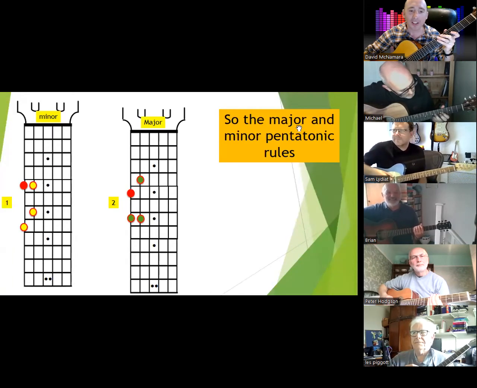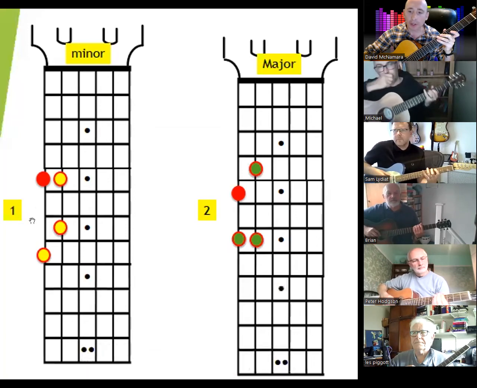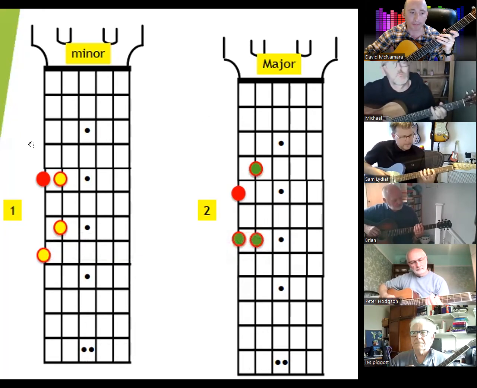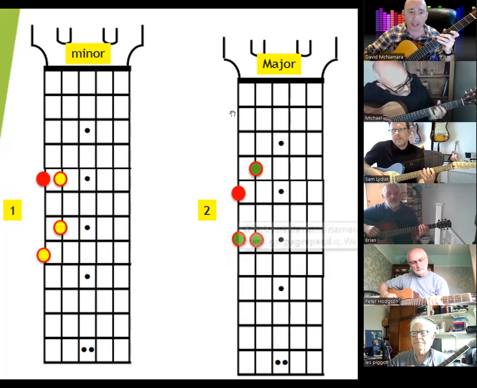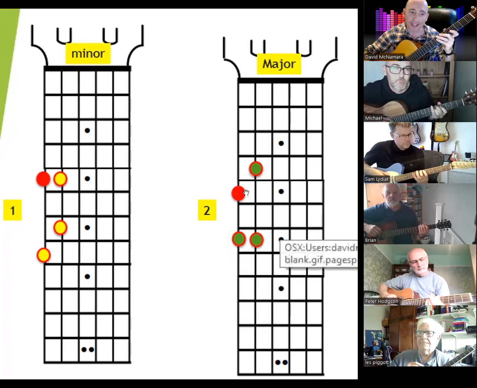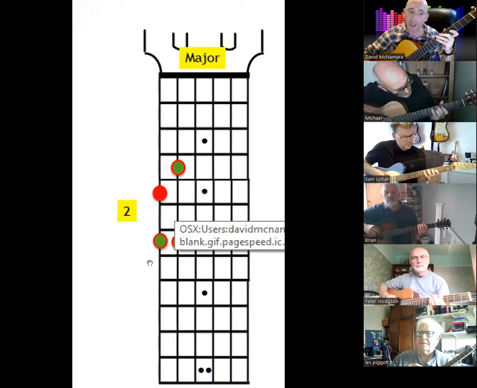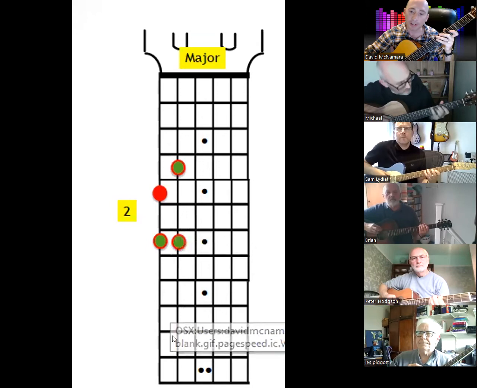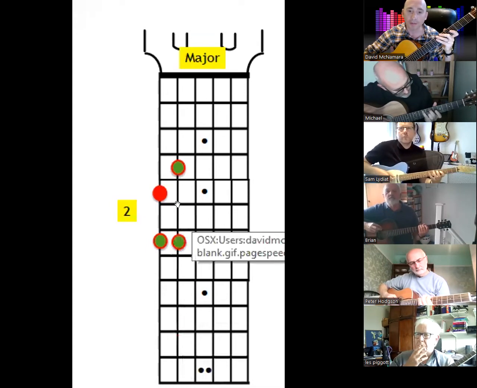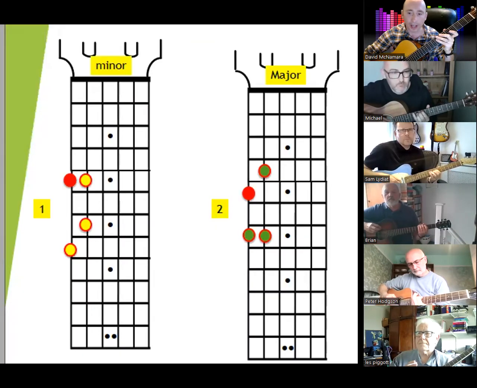All right. So the major and minor pentatonic rules. Here's the rule. You start with a minor pentatonic, you start with shape 1. Major pentatonic, you start with shape 2. Simple as that. You move around it in exactly the same way. If you're on the major pentatonic on 2, you want the next shape up, you go to shape 3, then 4, then 5, then 1. It's exactly the same. Okay, so I'll test some of you on that.